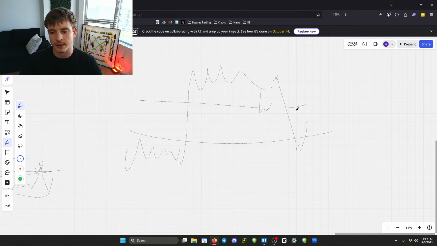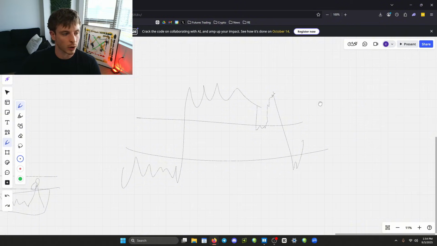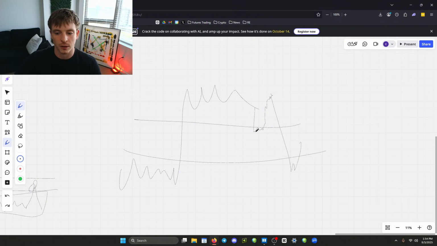And this is why I say we're using it as a line in the sand. The way LVNs work is they're either going to be rejection zones or price is going to move through them very quickly because there's no volume traded there.